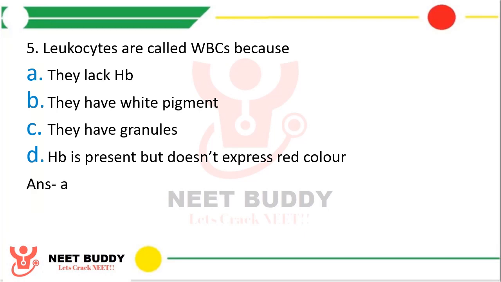WBC means white blood cell. Leukocytes appear white because they do not contain hemoglobin. RBCs, red blood cells, or erythrocytes appear red because they contain hemoglobin.